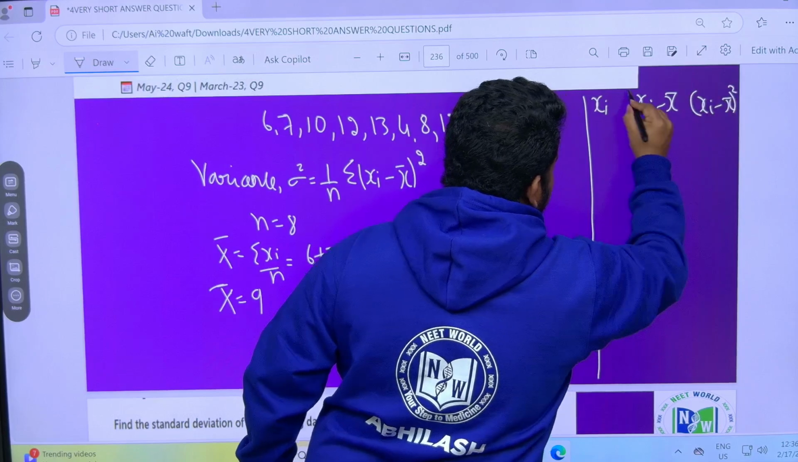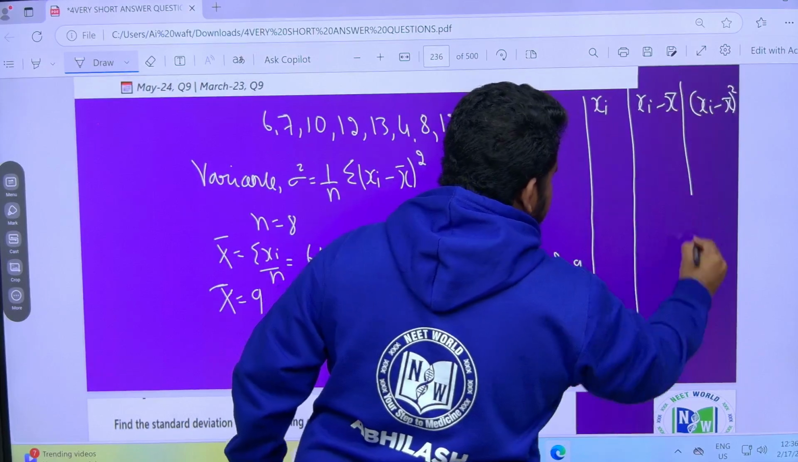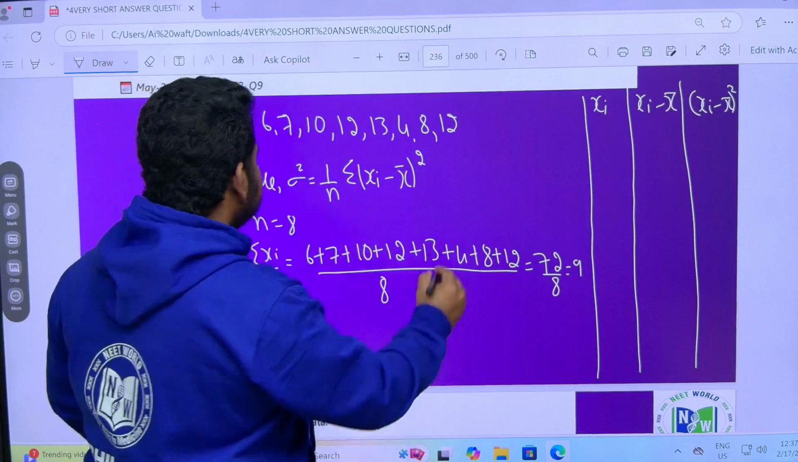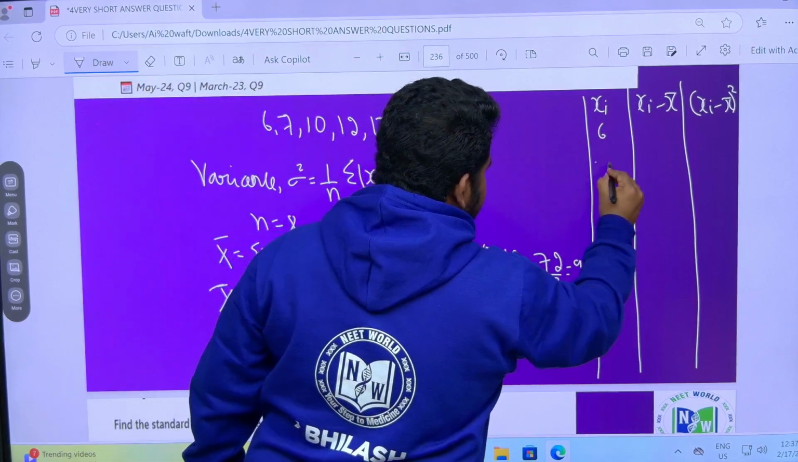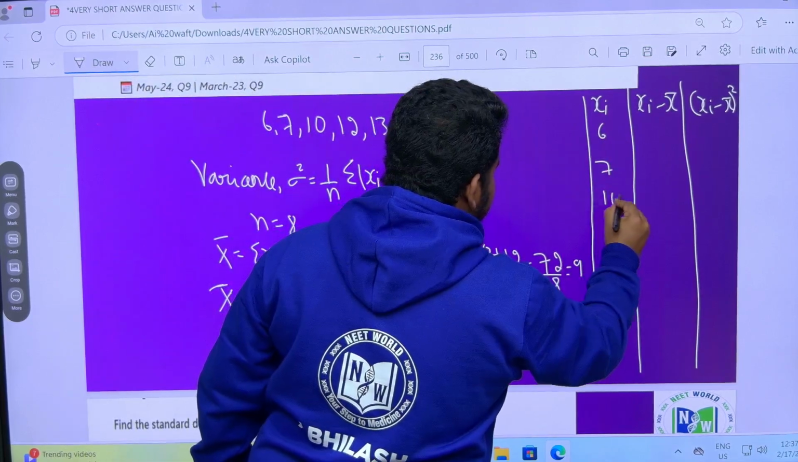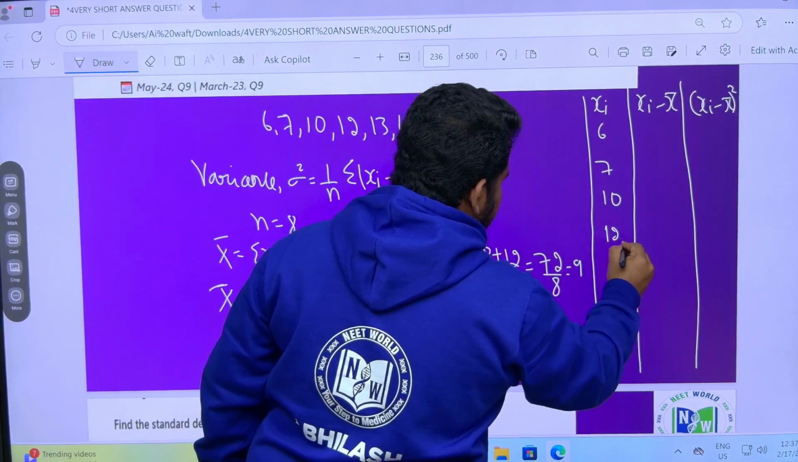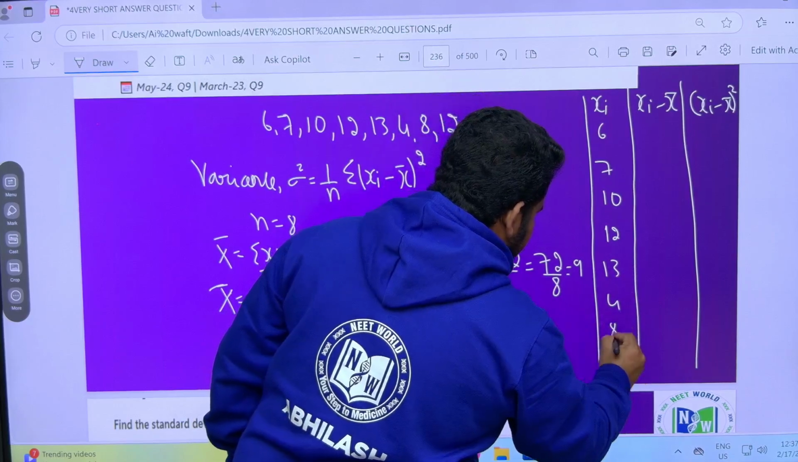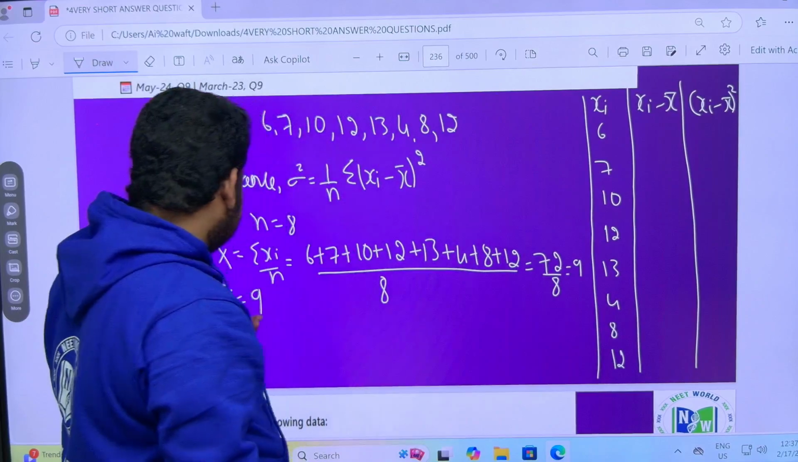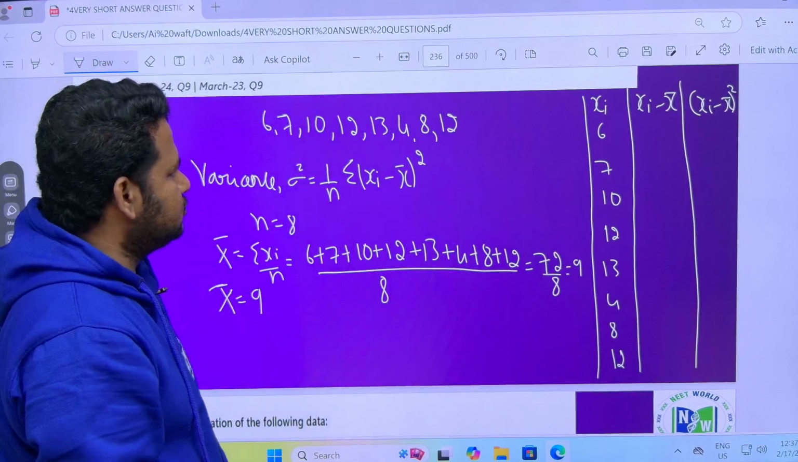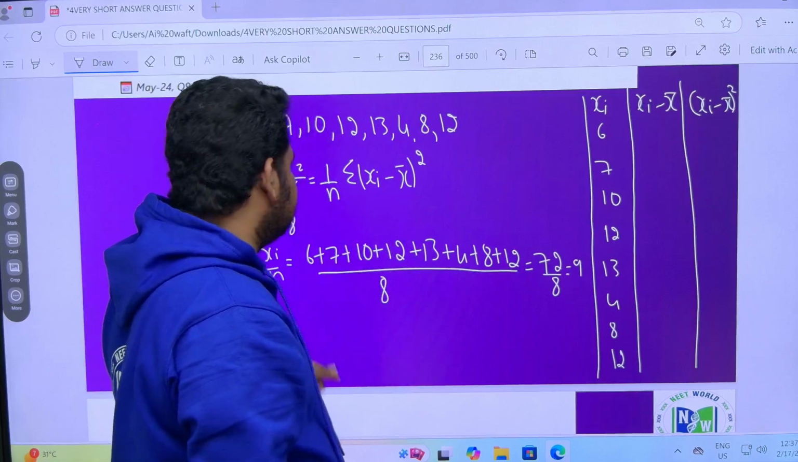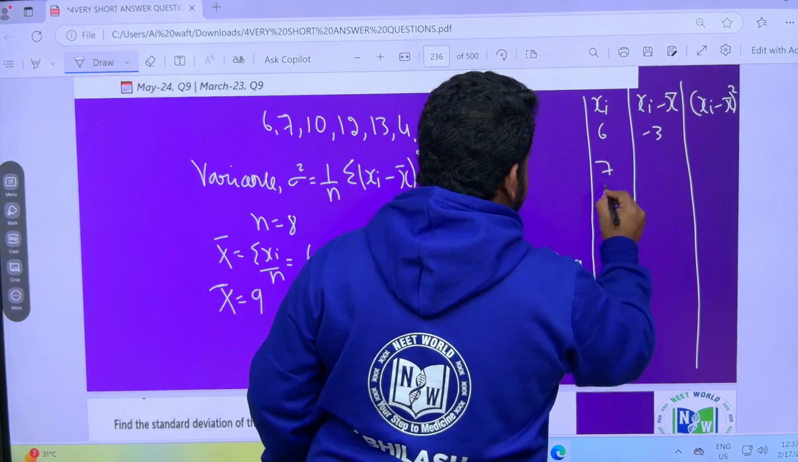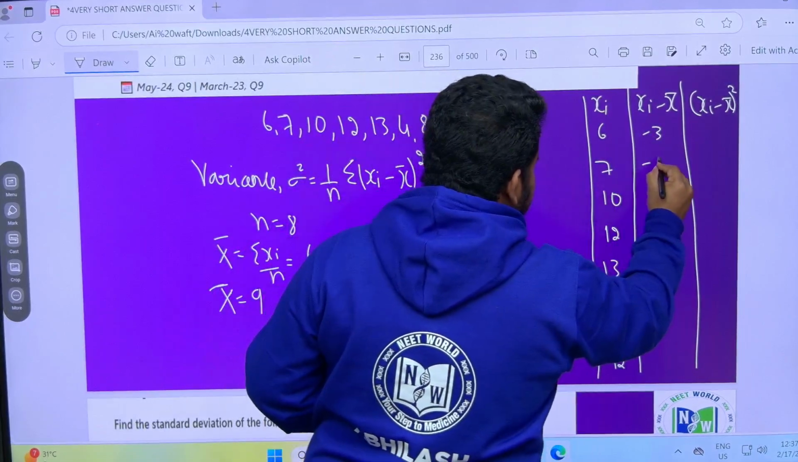Xi minus x bar whole square I can write. So xi means these observations: 6, 7, 10, 12, 13, 4, 8 and 12. And x bar is 9. We know that. So 6 minus 9 is minus 3.